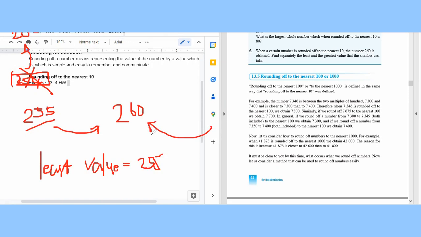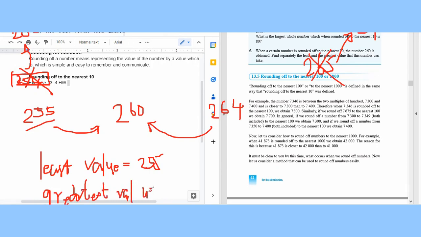Then the greatest value. So the greatest value is 264. If you have 265, it will give you 270 when you round it to the nearest 10. So that wouldn't work. So the greatest value is 264.